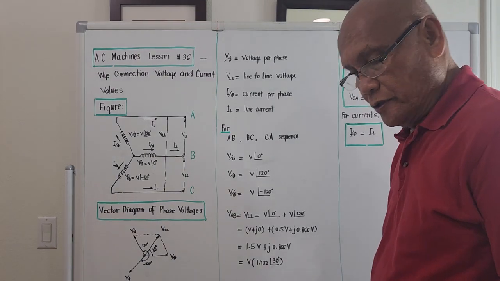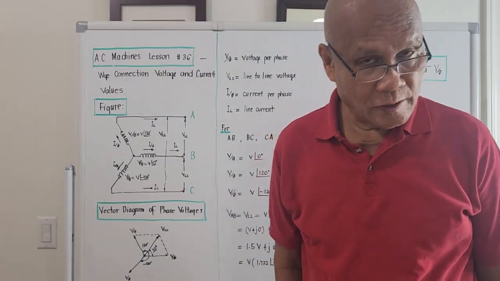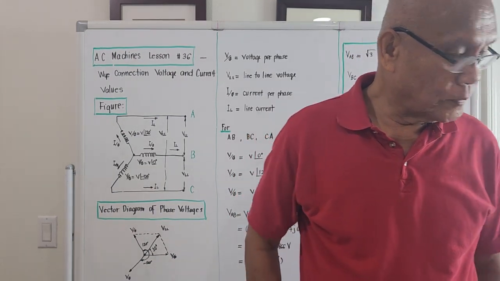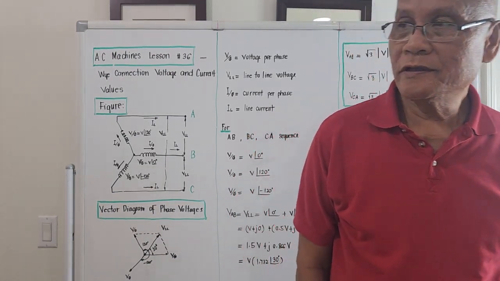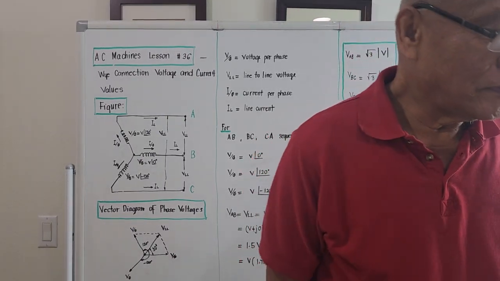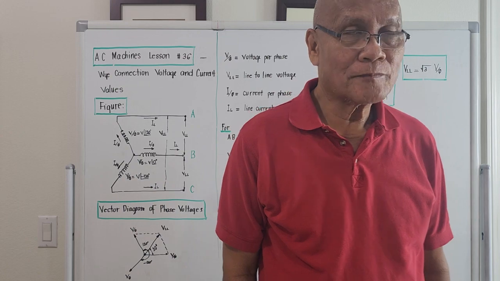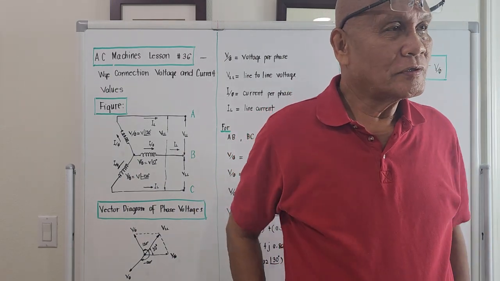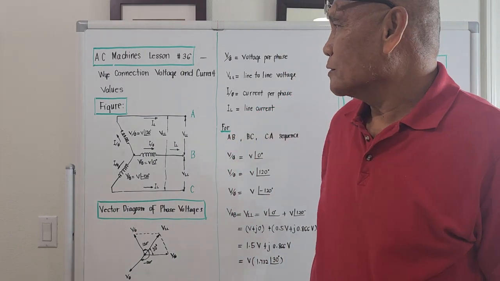Okay, good evening. This is Professor David J. De Los Reyes. It's October 11, 2023. The time is 1:07 a.m. My topic for this session will be alternating current machines, and this will now be lesson number 36.